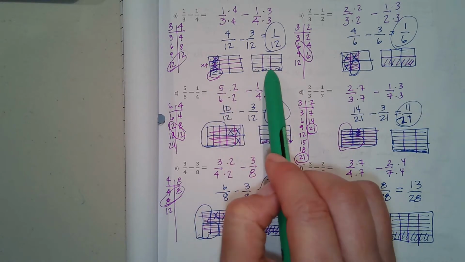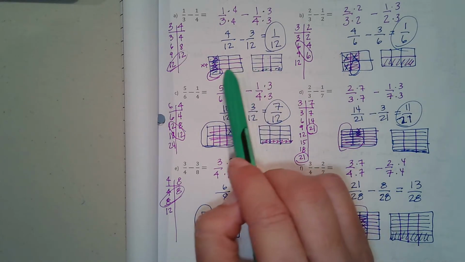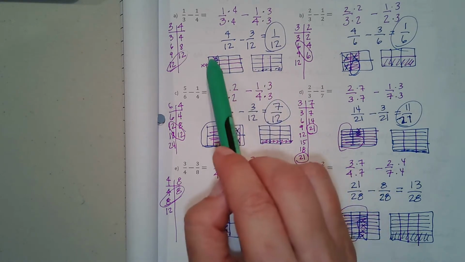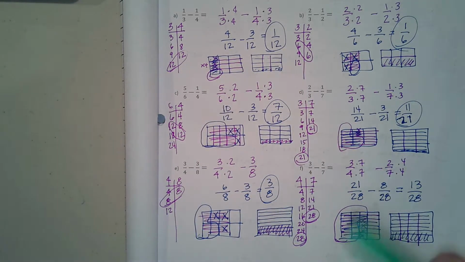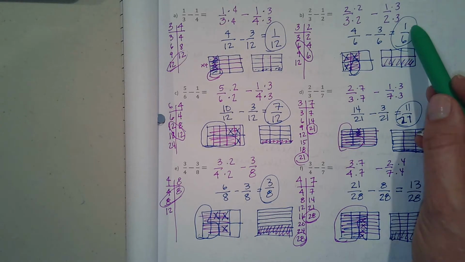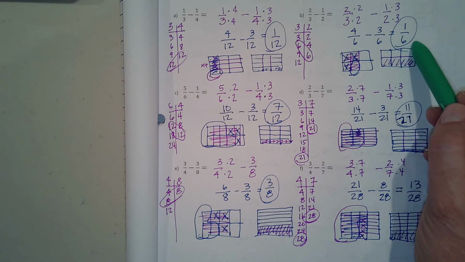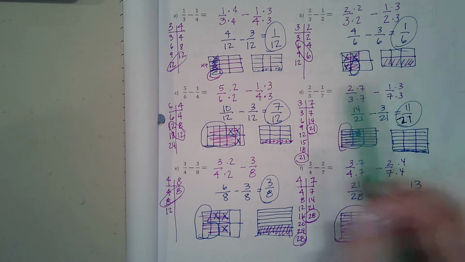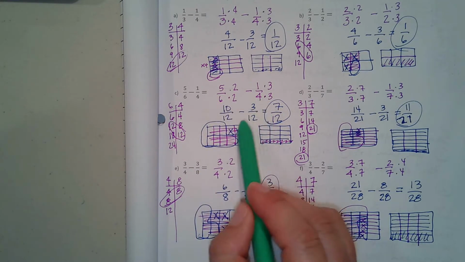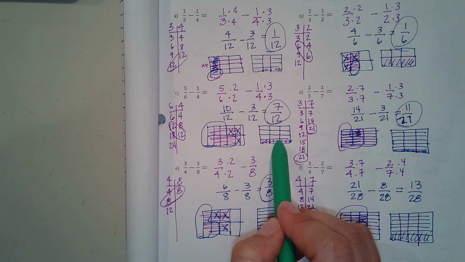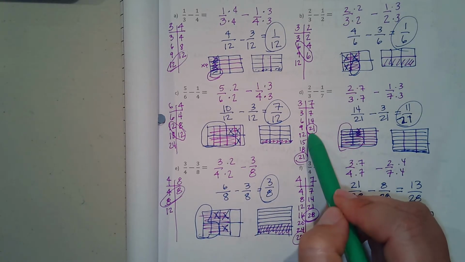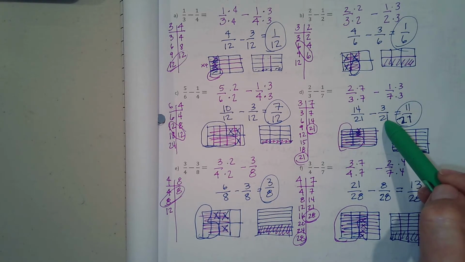Then I drew out my rectangular fraction model, and then I subtracted 3 away from here and ended up with 1/12. Same over here, and it is 1/6. I drew it out, scoreboarded, multiplied, subtracted, used the rectangular fraction model, scoreboarded, multiplied, subtracted.